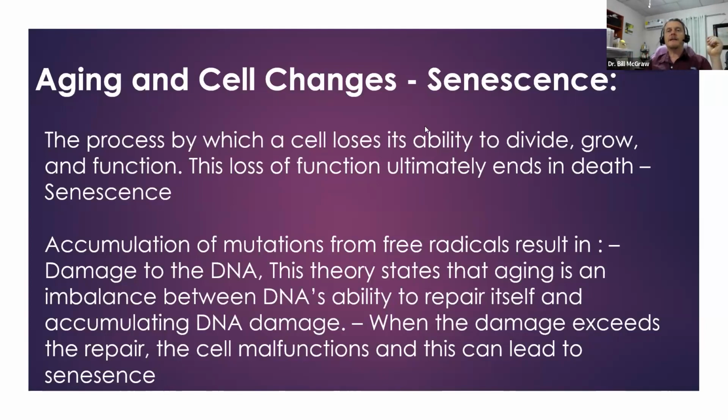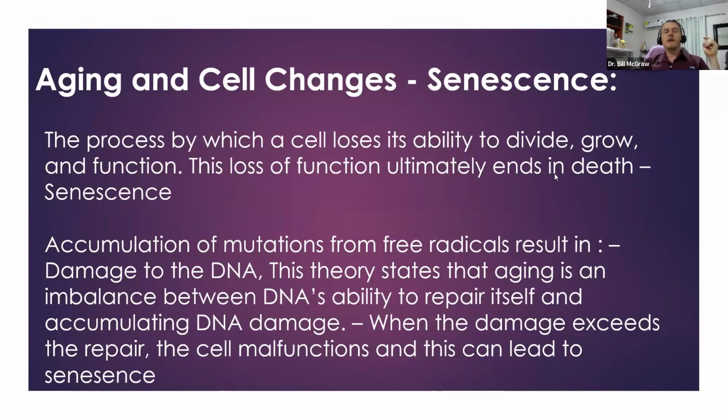All right, so we'll talk about this thing called senescence. Senescence is pretty much what happens to cells over time: they lose the ability to divide and grow. So they get old and basically senesce, as we like to say. They lose their function and they die over time.